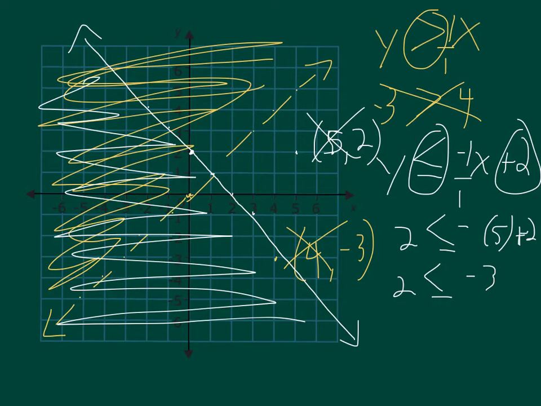Okay, now I've graphed those two together. What do you think that means then? What solution would work for both of those lines?